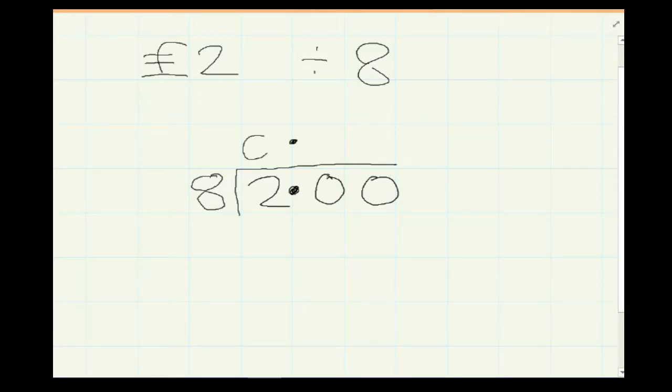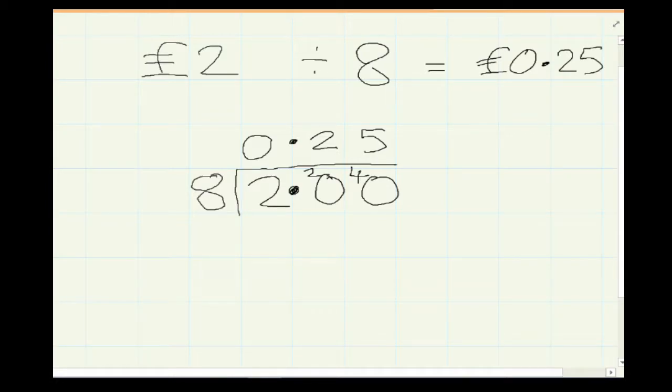8 into 2 is 0. Carry the 2. 8 into 20, 8 and 16 is 2. 17, 18, 19, 20, 4 remainder. And 8 into 40 works exactly as 5. So the answer is 0.25 because £2 divided by 8 is 0.25. This is one of the things I love about the bus stop. It can do word problems like this really quick once you get used to it. You can divide 2 by 8 if you put a decimal point and 2 zeros, 2.00.